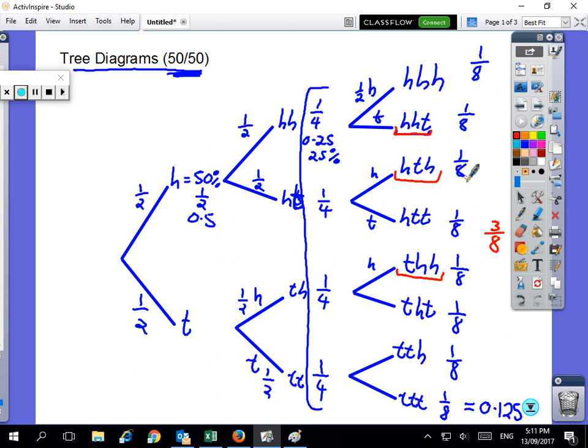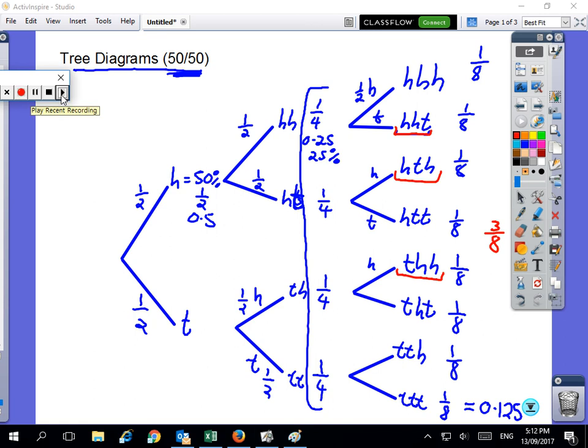There are other types of questions, but I'm not going to show you absolutely everything. That would defeat the purpose. So that's how we make our tree diagram, and just read the question carefully. What is it asking me? And if it's asking me for more than one outcome, then just add those outcomes together.